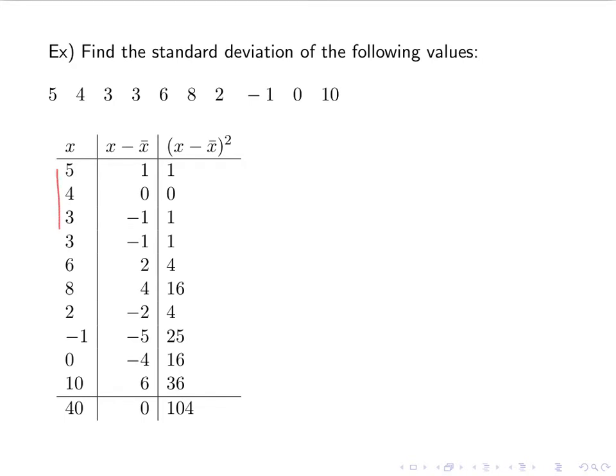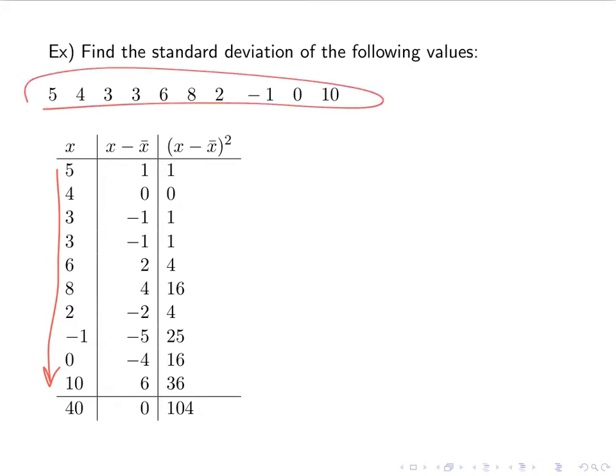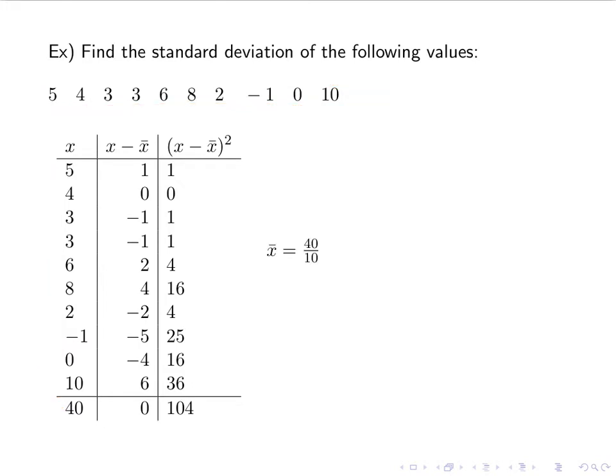So again, this column is just my x's, so my values. Here I'm adding them all together. So if I add them up, I get 40, which tells me that x bar is 40 divided by 10, which is 4. So for my second column, I'm going to take my x value and subtract 4.